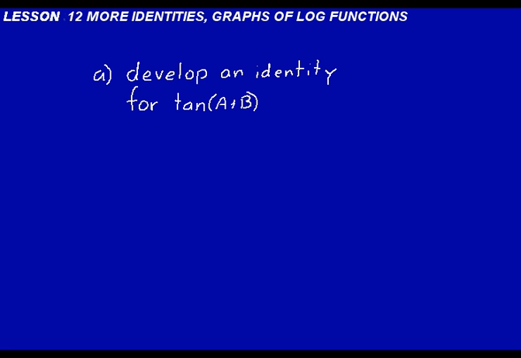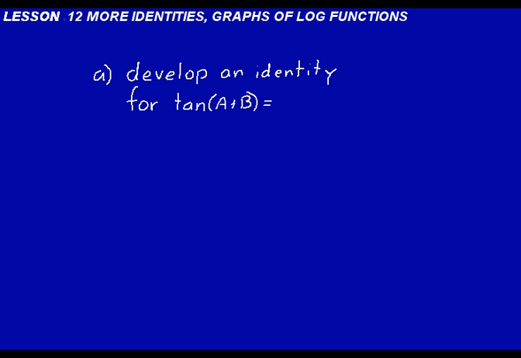Here we want to talk about identities for the tangent function. And the best way to understand these is just to develop the identities for tangent a plus b and tangent a minus b based on our key identity. Let's just do a practice problem and develop an identity for tangent a plus b. So just think about it. Tangent is sine over cosine. That's one of our key identities. Tangent theta equals sine over cosine.